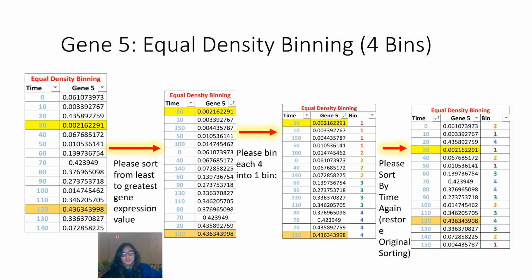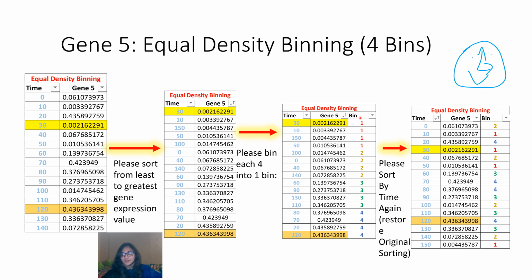So here, again, you're sorting it, and you're putting it again for gene 5, we're resorting it. And that also goes to show you that we sort each gene column for its expression values. And then we bin them again, each 4, the next 4 in the next bin, next 4 in the next bin, and the top 4 are in this last bin 4. And we had sorted it on expression, and this is us sorting it again on time, restoring the order. So, restoring it, and these are how the bins go from time 0 to 150. So we've gotten our equal density binning.